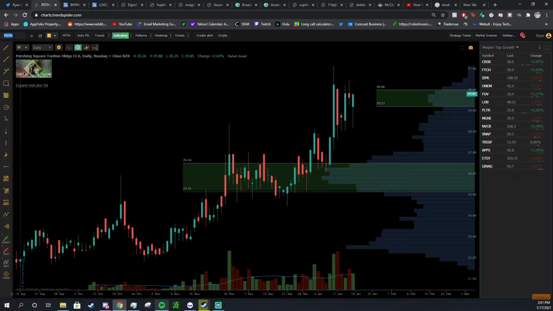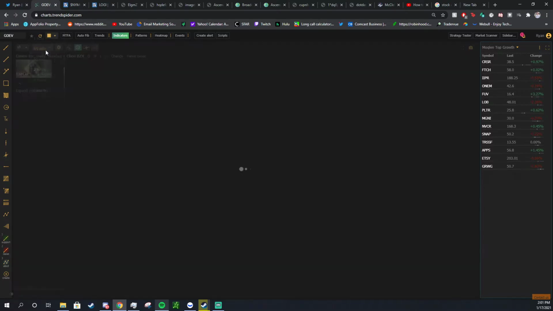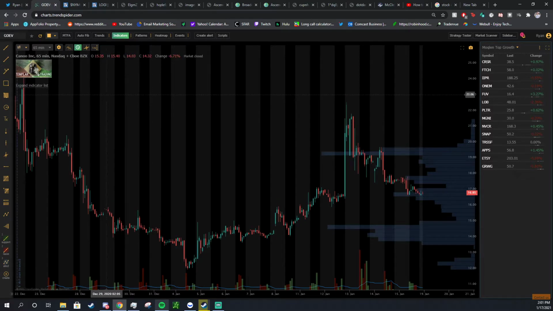GOEV. Okay, we're gonna go to 65-minute for this. This doesn't look half bad immediately, but let me zoom it out a little bit. No more data. I can't really see because of my logo here, but we know that this either IPO'd or is a SPAC or whatever on December 22nd, so fairly new. I'm just going to assume for the sake of discussion this is an IPO.